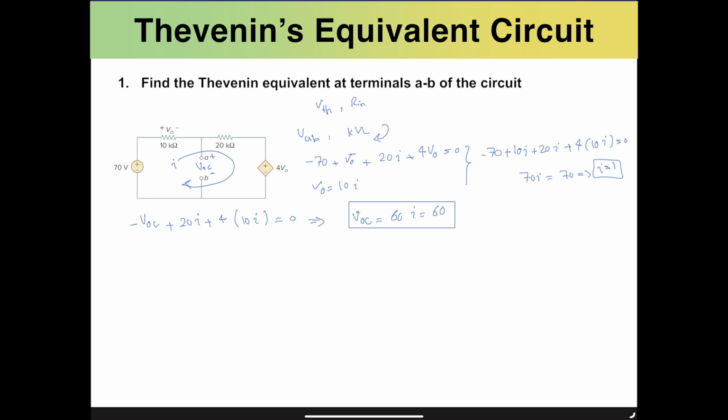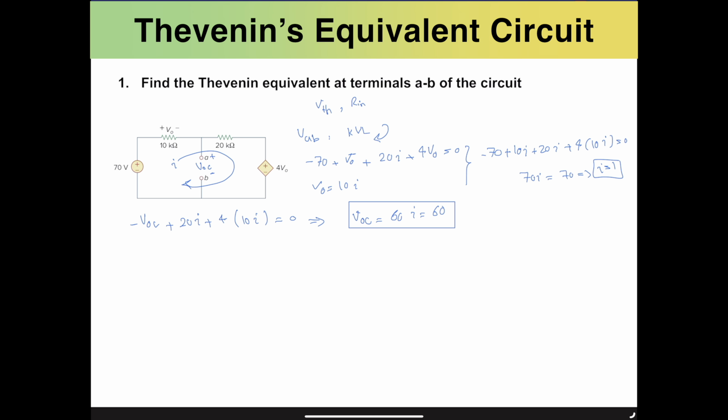So this is the open circuit voltage that we have for the Thevenin voltage indeed. Part of the analysis is done, then move forward in finding out what is the equivalent resistance, or Rin. For Rin, we need to take a look at the circuit from a fictitious voltage source.